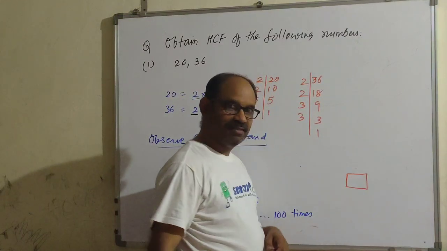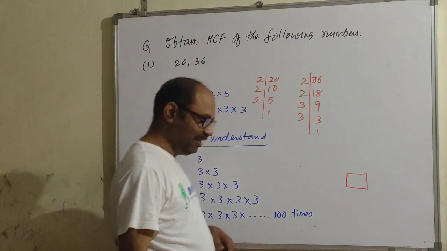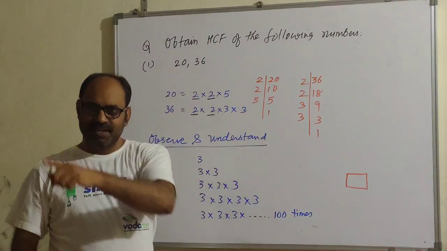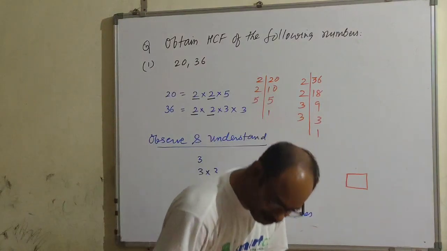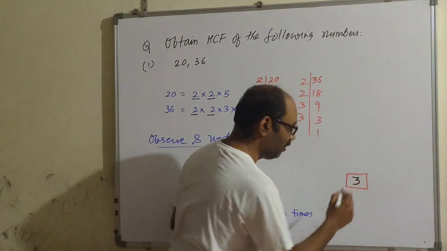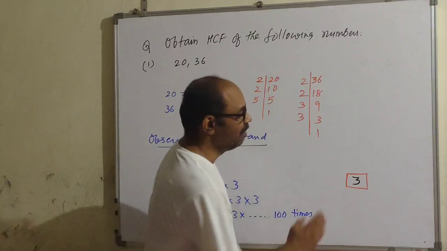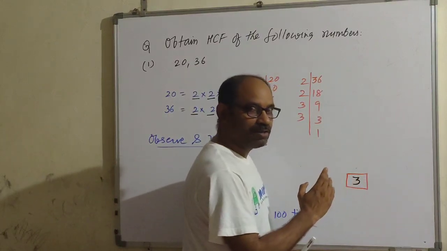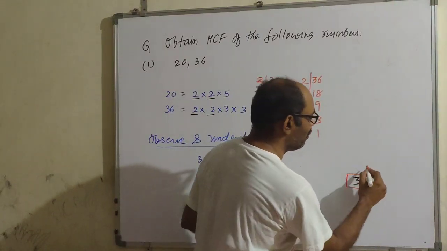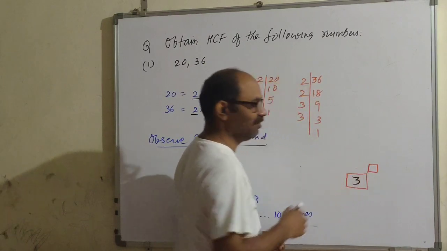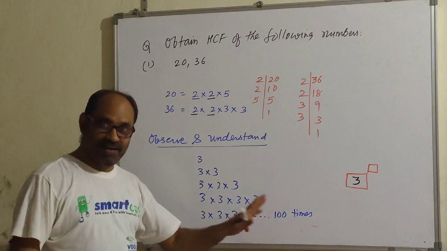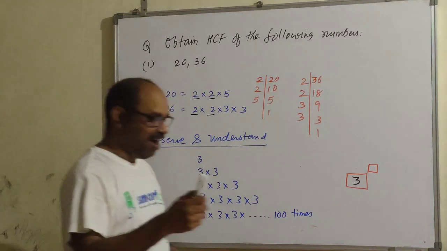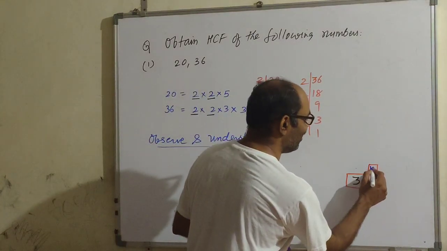A box. Which number is repeatedly multiplied? 3. They wrote it in this box. And just above the box, to its right corner, they put a small box. How many times is 3 multiplied with itself repeatedly? 100 times. So they wrote 100 here.